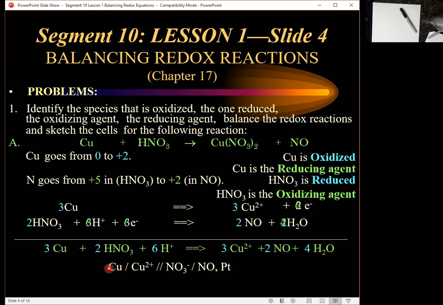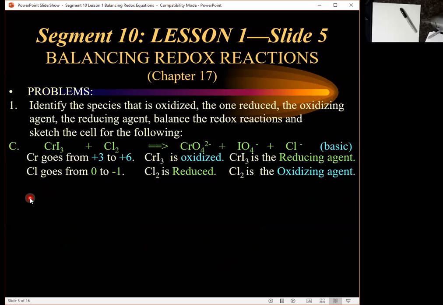But if you must have a conductor that you could clip a wire onto, use copper on the left and platinum on the right. The copper is going to be sticking into the solution that has the copper 2+ ion in it, and the platinum is going to be sticking in the solution that has the nitric acid in it. The outside wires can be connected to the outside world with this. We'll do some more examples as we go along, and it'll make a little bit more sense.